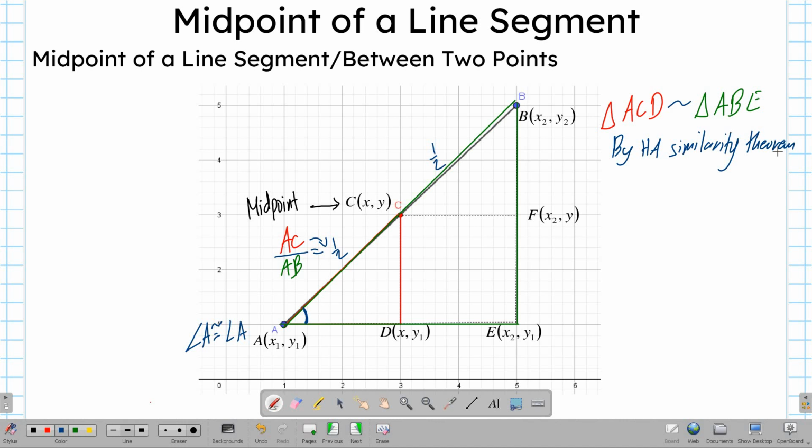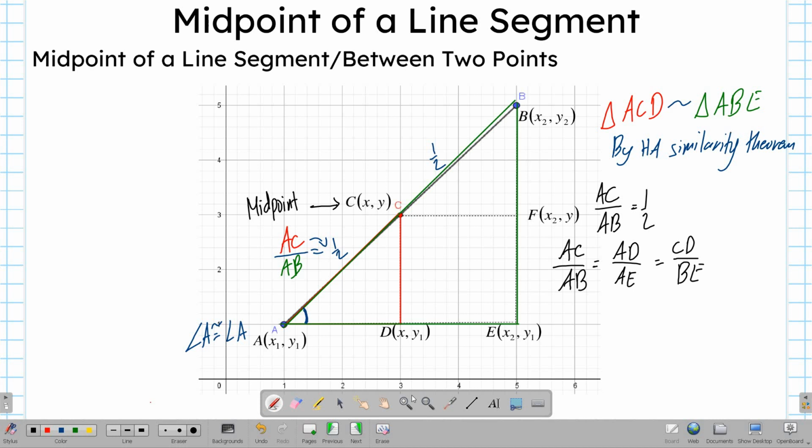But why do we need to show that the two triangles are similar? Because if these two triangles are similar, then apart from the fact that AC over AB is equal to 1/2, we can also say that AC over AB is equal to AD over AE, and we can also say that CD over BE, they are also equal to each other, because corresponding sides of similar triangles are proportional.